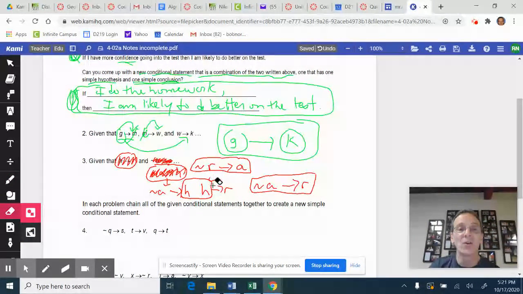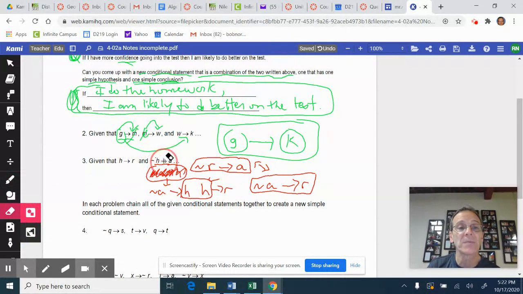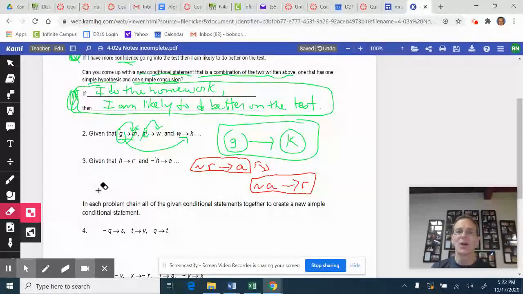A second good answer, right? Look at these two answers now. Not R implies A. That's an acceptable answer to the combining of these two original conditional statements. And then not A implies R is a second, different looking, acceptable answer to combining these two logical statements. Do you notice anything about these two answers? There is a relationship between these two answers. What is it?